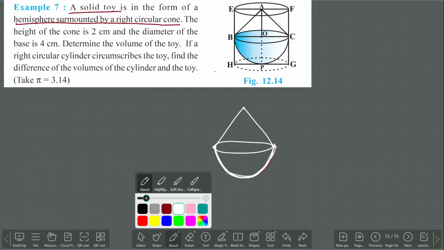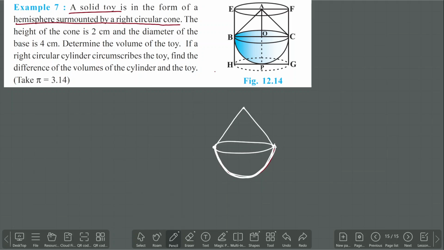And the next thing they said: the height of the cone is 2 centimeter, and the diameter of the base is 4 centimeter. So this will be 2, this will be 2, all together 4. Understand? And determine the volume of the toy. This volume they are asking. Shall we find the volume? It's very easy. Till here we completed reading, later we will continue. First, the volume of the toy they asked.